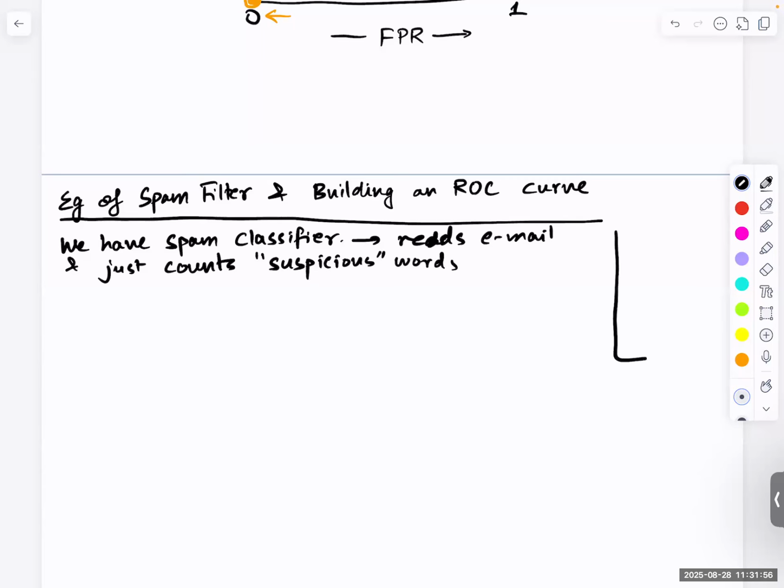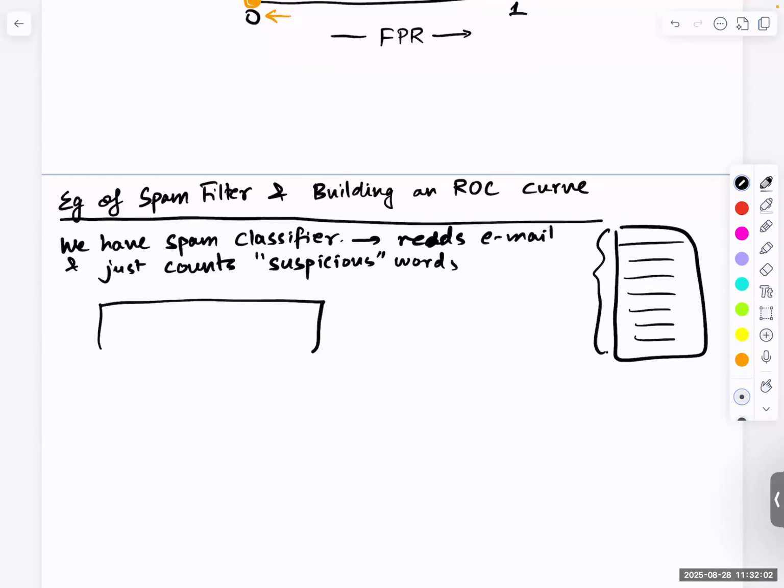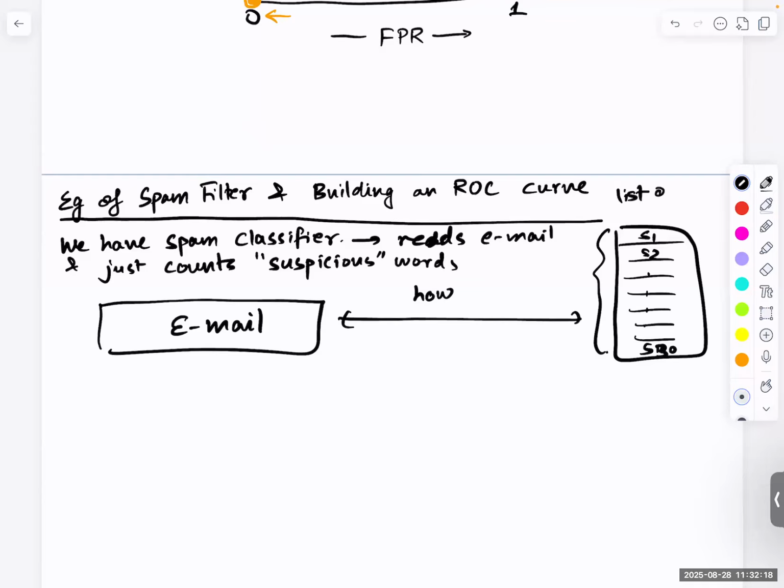So it may have a list of suspicious words. You get this email, and then you check how many suspicious words this email has. So it's called S1, S2, dot dot dot. Let's say it has a bank of, I don't know, 30 suspicious words, and then you count how many suspicious words are in this email. And based on that, it can make a decision.